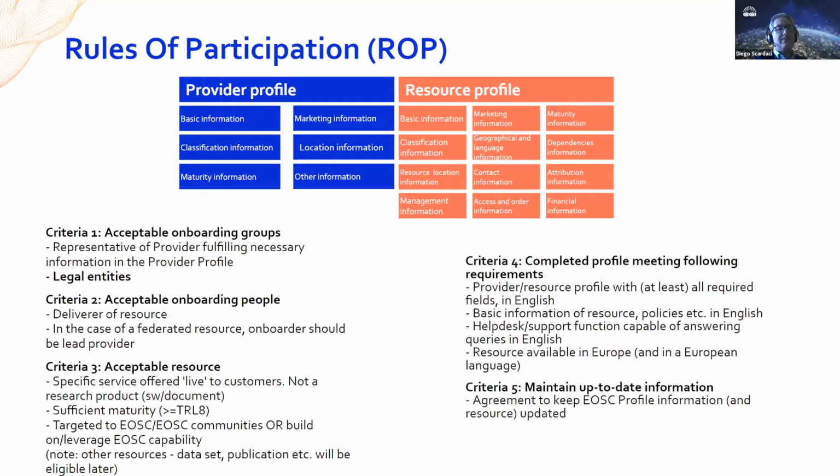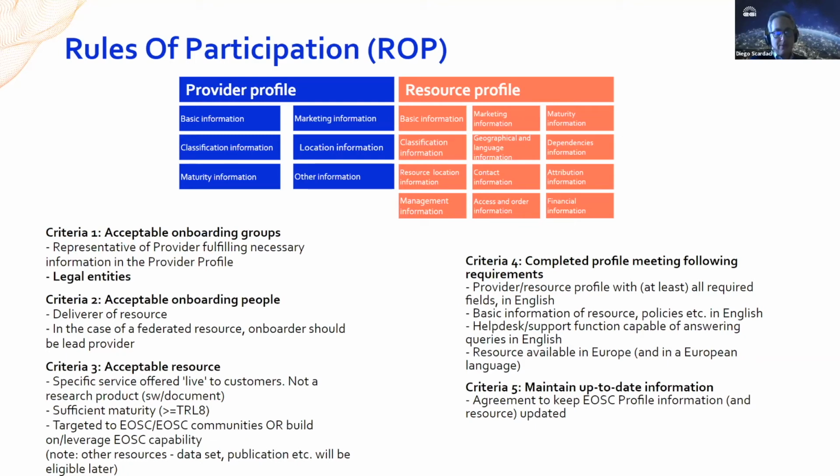Then the third criterion is the acceptable resources. It's about what kind of services or resources can be accepted in EOSC. First of all, these resources should be offered live to a customer, should have a sufficient maturity, a TRL of more than 8, and should be targeted to the EOSC and EOSC communities, or should be built on the EOSC capabilities.